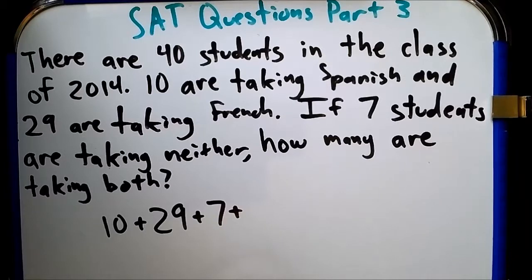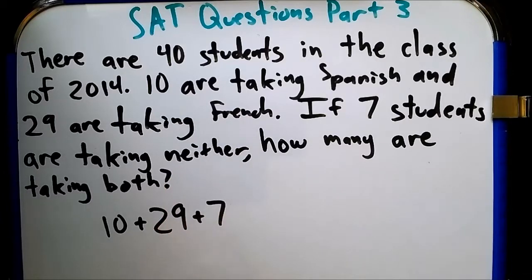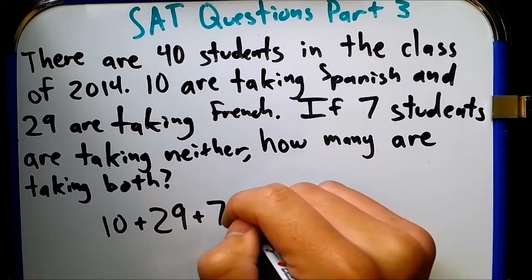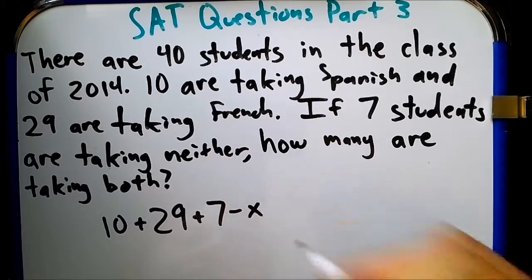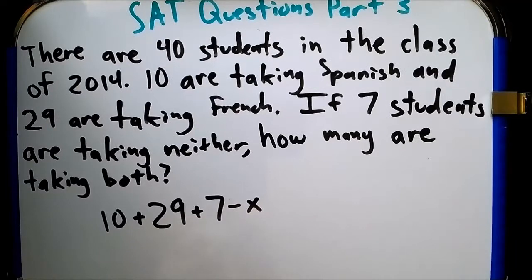So here's what we have to do. In order to find out how many students are doubling up, we're going to have to add up all of the numbers minus, we'll call it x. X is the number of students that are taking both.